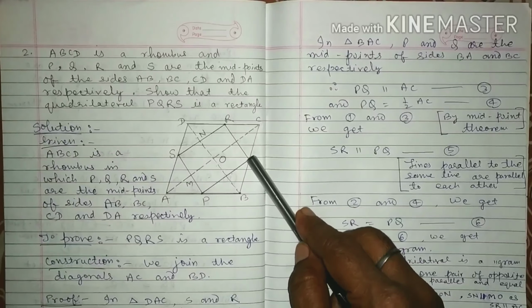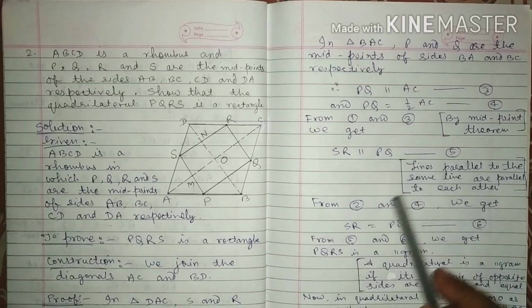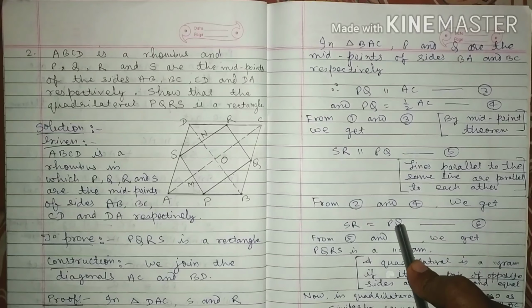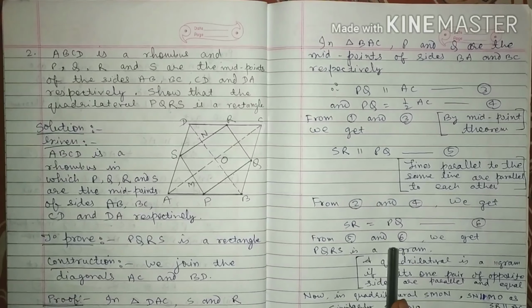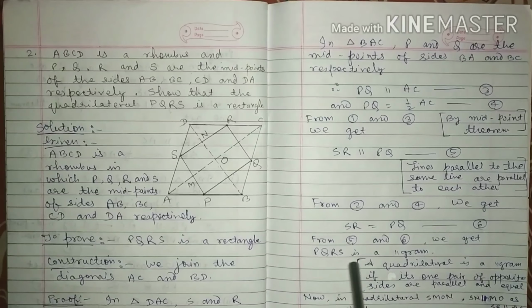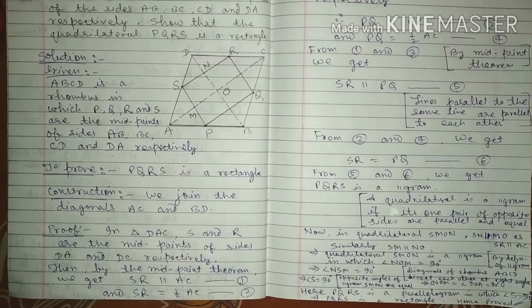From 1 and 3 we get SR parallel to PQ, we consider this as 5. Lines parallel to the same line are parallel to each other. From 2 and 4 we get SR equals PQ. This we consider as equation 6. From 5 and 6 we get PQRS is a parallelogram. We know that a quadrilateral is a parallelogram if its one pair of opposite sides are parallel and equal.